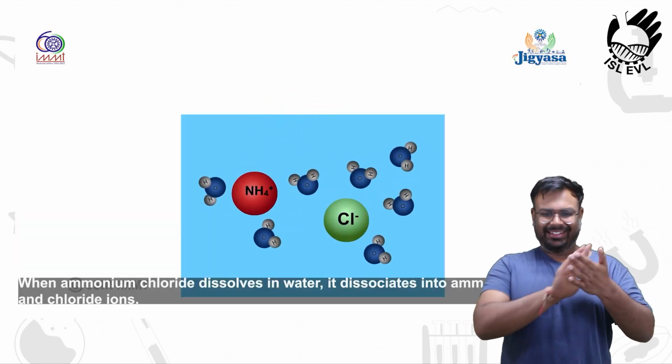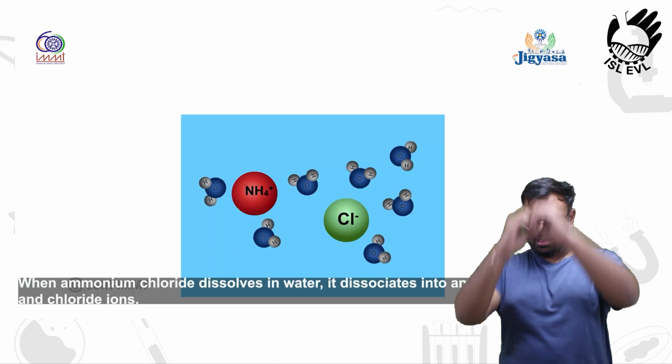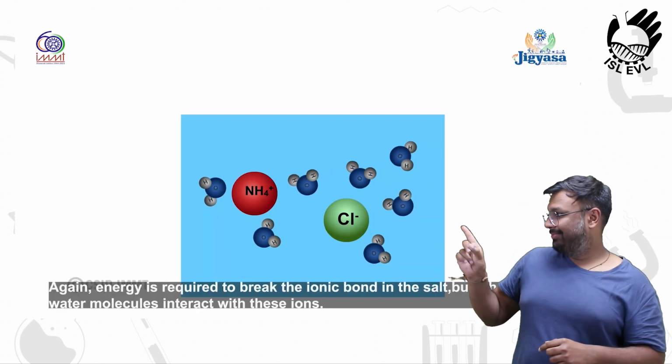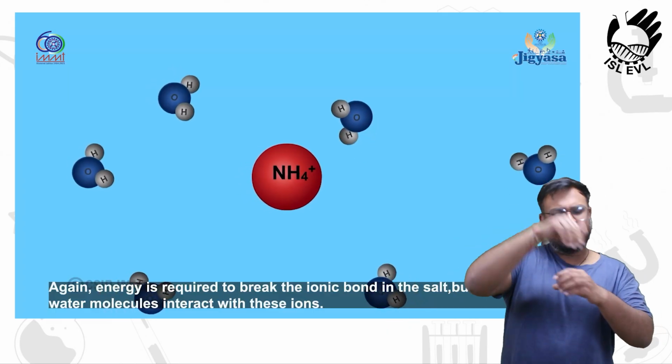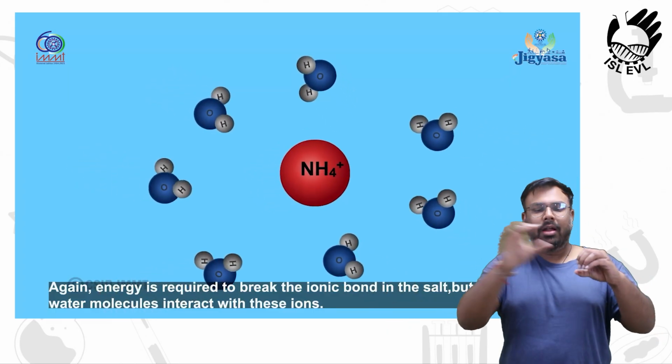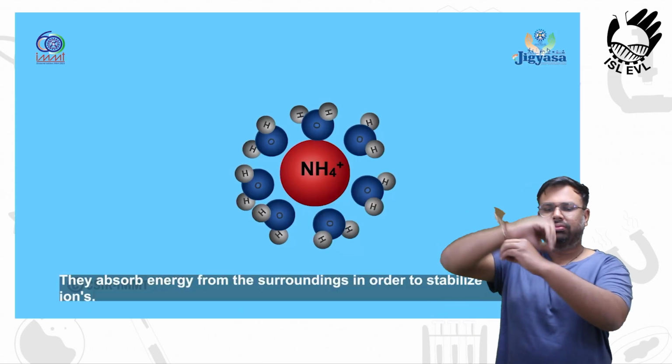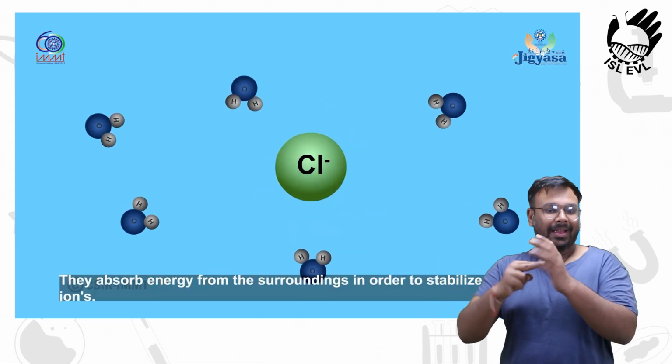Ion dipole interaction. When ammonium chloride dissolves in water, it dissociates into ammonium ion and chloride ions. Again, energy is required to break the ionic bond in the salt. But when the water molecules interact with these ions, they absorb energy from the surrounding in order to stabilize the ions.